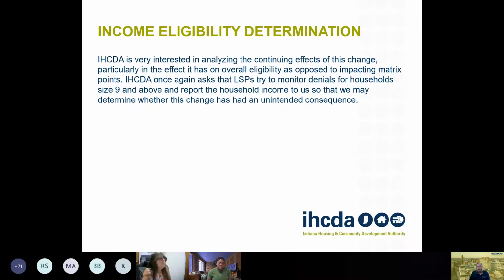But once again, we are interested in analyzing the continuing effects of this change. Mostly what we're interested in is seeing if it has an impact on overall eligibility. So we ask that if you have any denials for household size 9 and above, you report those to us and let us know what the margin was on that income denial. It would help us to know whether these policy changes are having an effect on low-income households and just how much of an effect it is having.